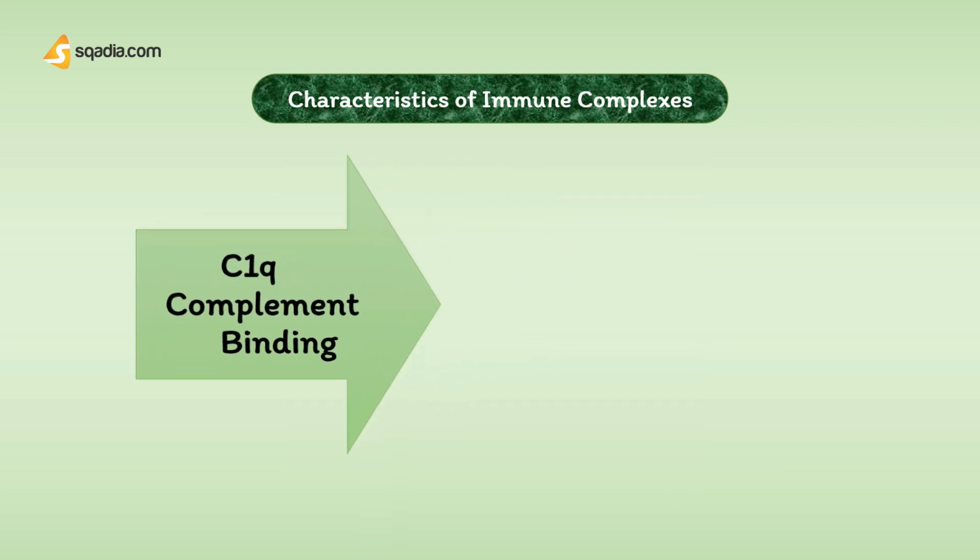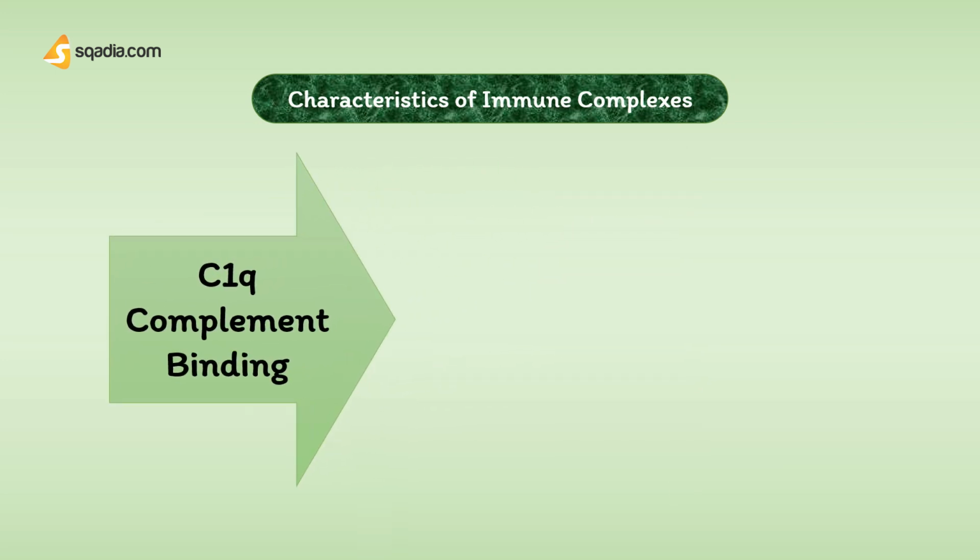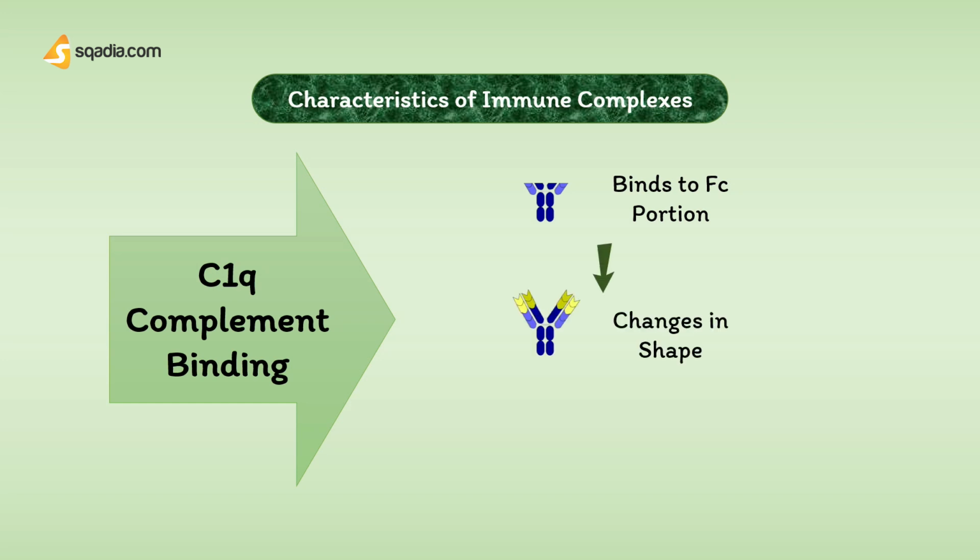Well, in C1q complement binding, the first component of complement binds to the Fc portion of complexed antibody, possibly under the influence of conformational changes in the shape of the Ig molecule. Although some workers hold that occupation of most of the combining sites on the IgG molecule is all that is needed. Activation of the classic complement pathway takes place after that.